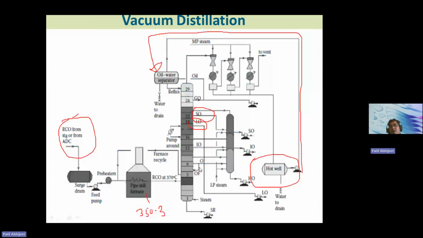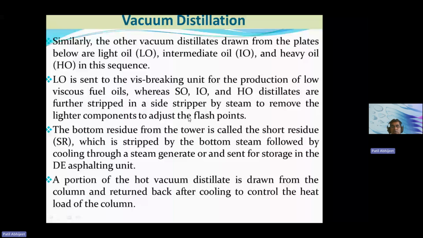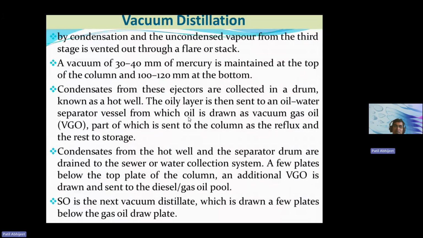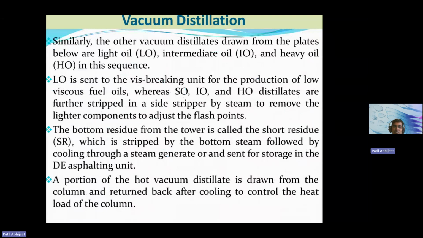Generally, light oil is sent to the visbreaking unit for the production of low viscous fuel oil, whereas SO, sulfur oil, intermediate oil, and this particular heavy oil distillate are further stripped in the stripper by means of steam so as to remove the lighter components, so that we can adjust the flash point. Flash point is one of the important properties of the fuel. You will come to know in unit number 3 where we have to adjust this particular quantity as a flash point. Clear with this? This was regarding vacuum distillation.